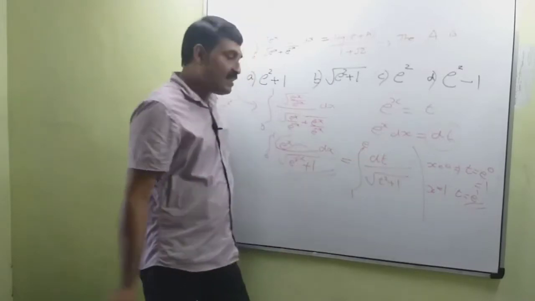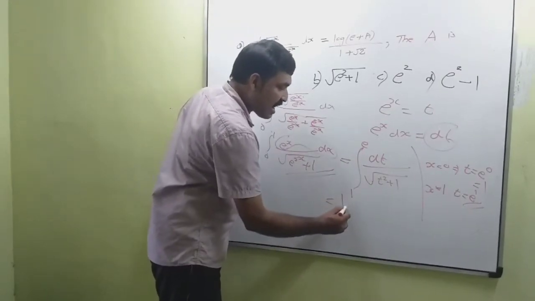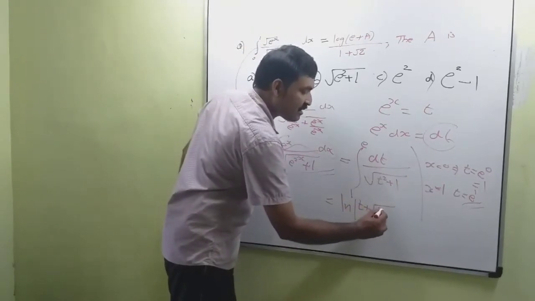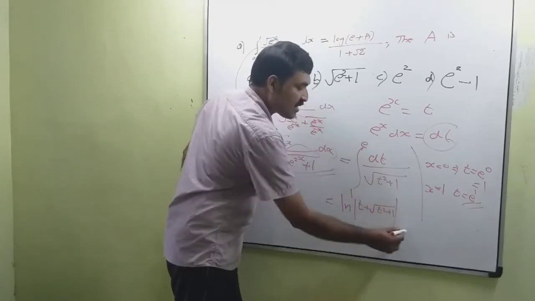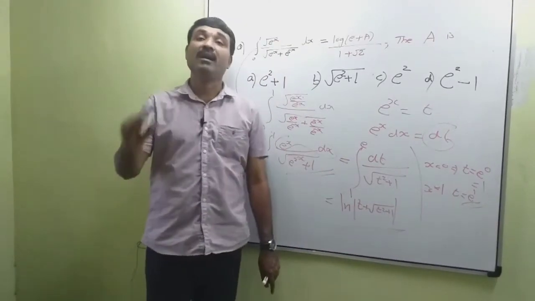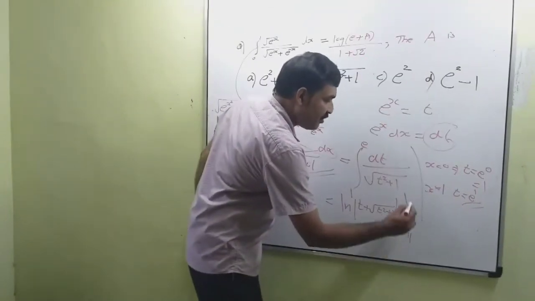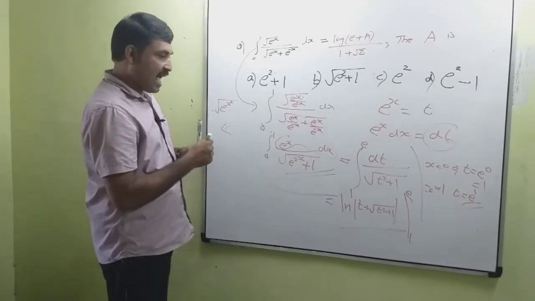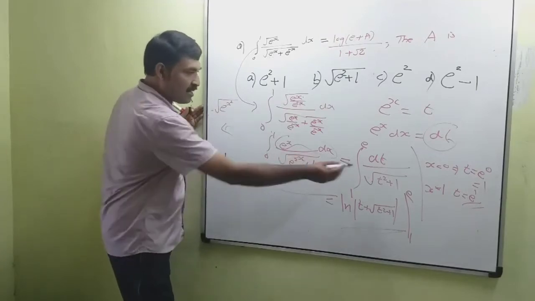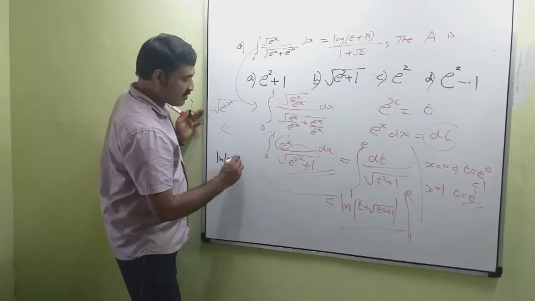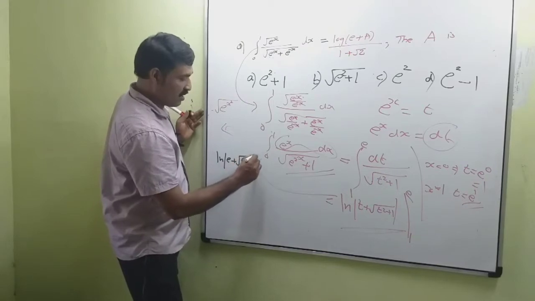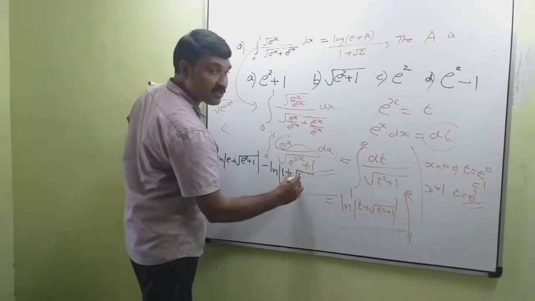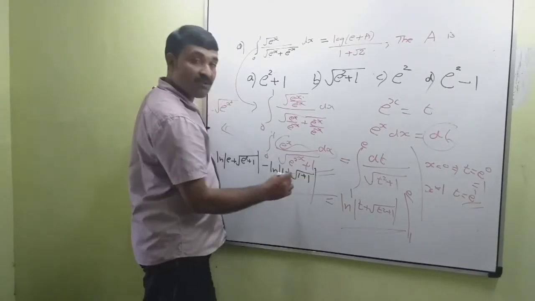So this is our required integration. Now, this is a standard integration, and the value of this integration is ln of mod t plus square root of t square plus 1. This is the value of the integral dt by root of t square plus 1. Now apply the limit of integration, that is from 1 to e. So this expression we can write as ln of, upper limit t instead of t, e plus square root of e square plus 1, minus ln of 1 plus square root of 1 square plus 1. Square root of 1 plus 1 is 2.